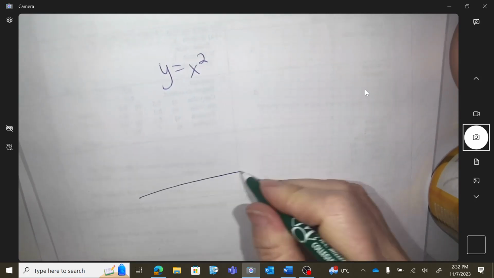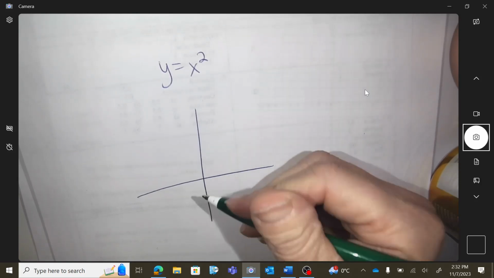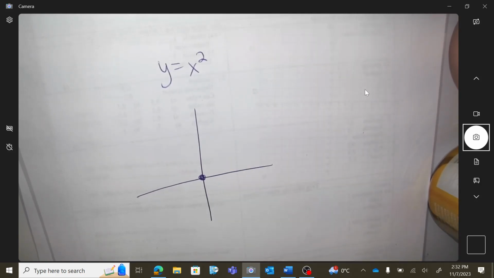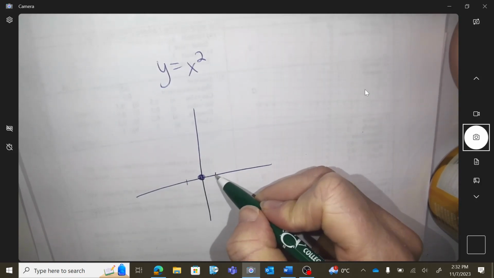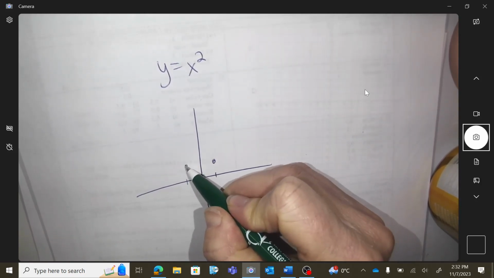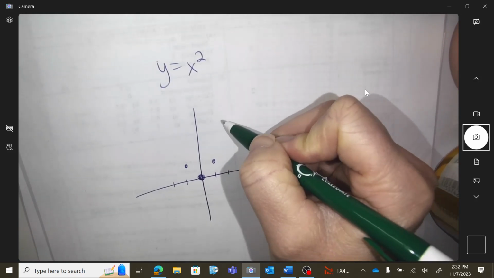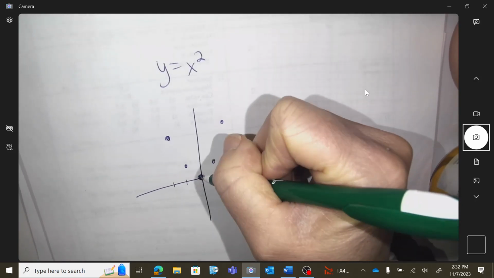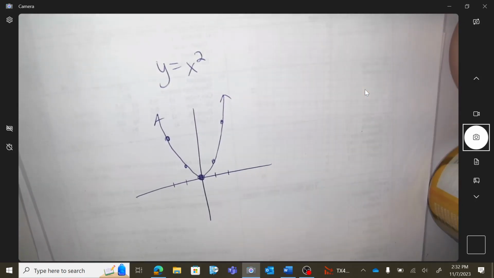Tell me how to graph it. Parabola. What else? Where do I start this parabola? 0, 0. How do I move for more points? 1 over, 1 up. Then I do 2 over, 4 up. Okay, etc., right? 3, 9.